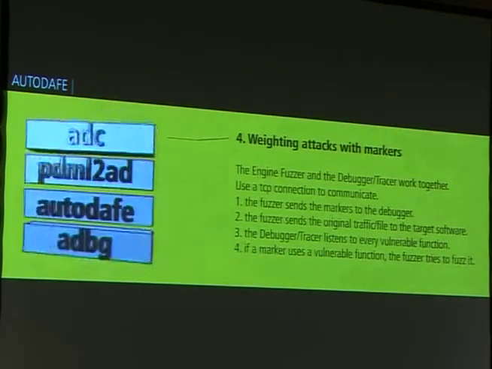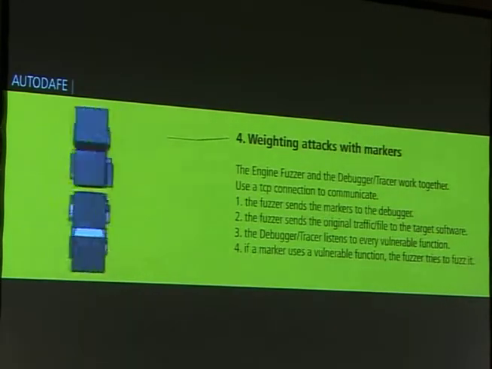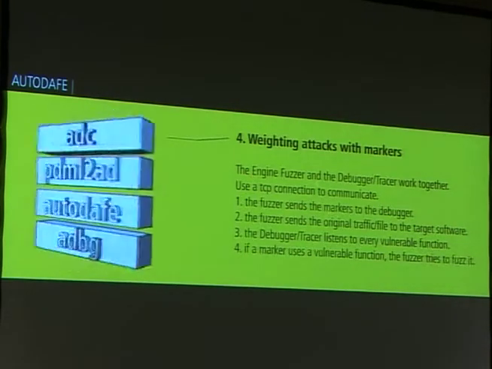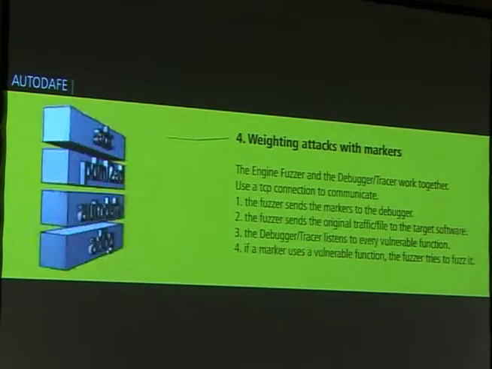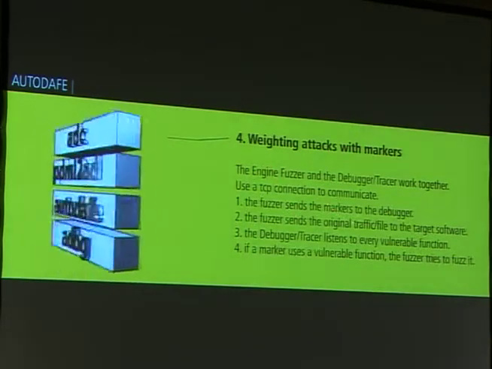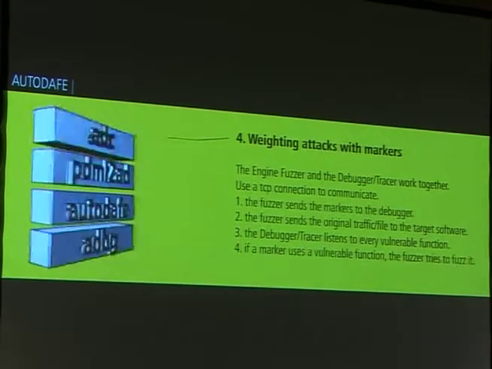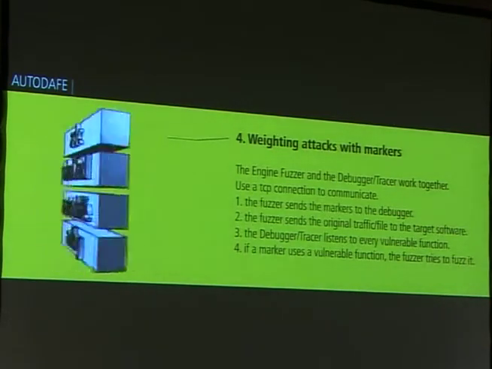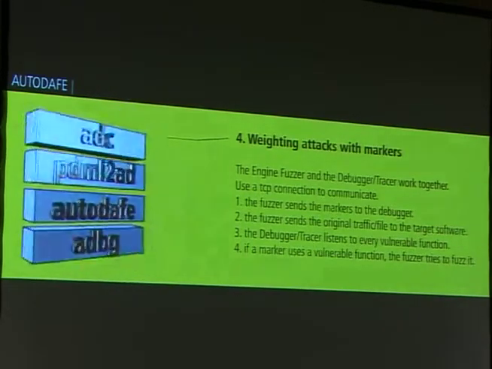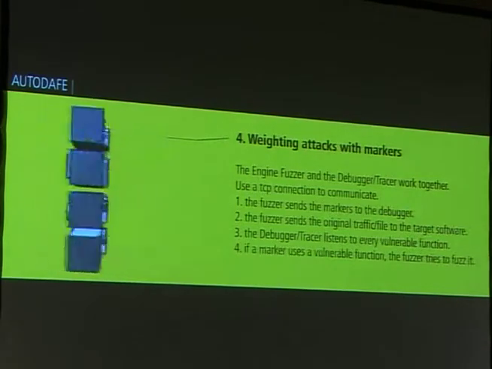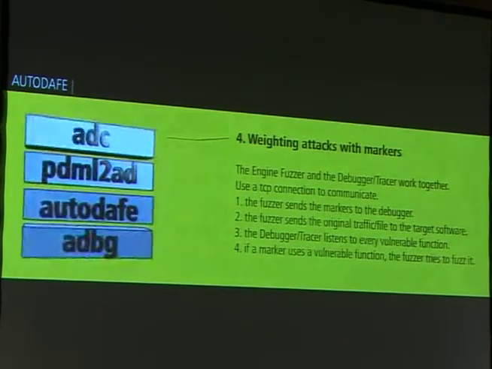ADBG is in fact a debugger. It's connected to the fuzzer engine Autodafe, and they work together. They communicate using a TCP connection. This software exists on Windows and Unix. The idea is the fuzzer first sends the marker to the debugger, then the fuzzer will send the original traffic in order to analyze the behavior of the target software. Finally, the debugger tracer will listen on every vulnerable function and send reports to the fuzzer and give weights to indicate which one it has to try first.